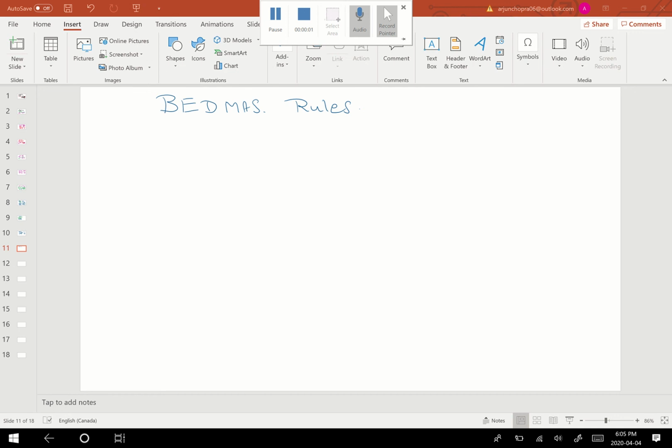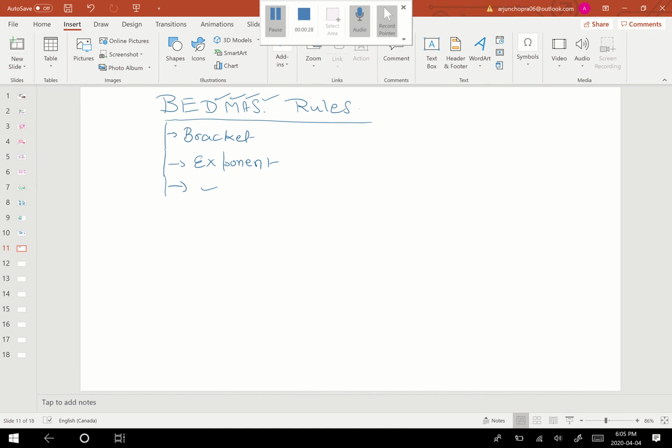Welcome back, friends. Let's look into some more rules which we use in basic mathematics. This rule is called the BEDMAS rule. B stands for bracket, E stands for exponent, D stands for division, M stands for multiplication, A stands for addition, and S stands for subtraction.